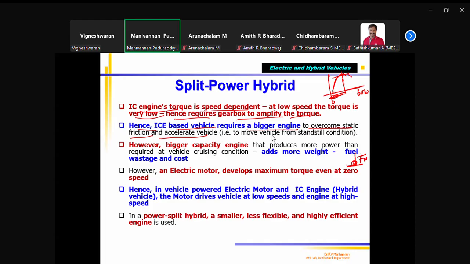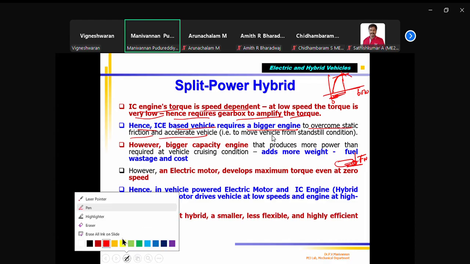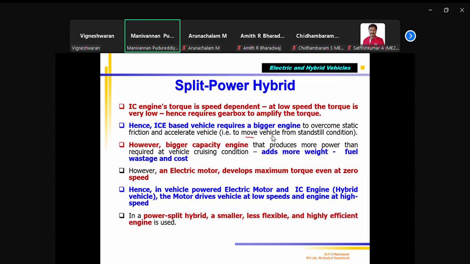If you are able to generate sufficient torque, the vehicle will start moving. Generally, when the vehicle starts from standstill, that means you start your vehicle in neutral, put it in first gear, and then start accelerating. That time only, maximum torque is needed from the engine.